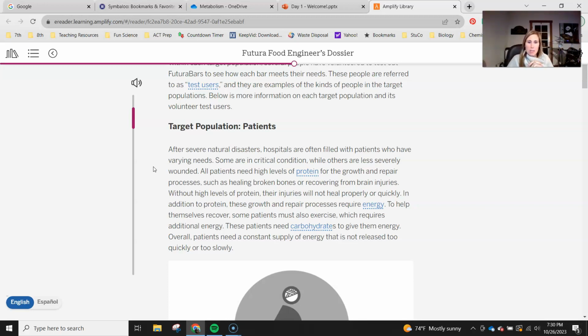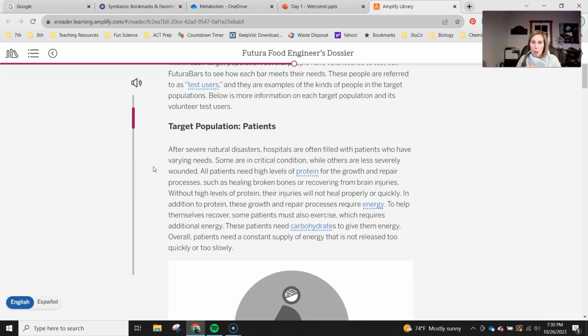In addition to protein, these growth and repair processes require energy. To help themselves recover, some patients must also exercise. So obviously the ones who are a little bit less injured, or as they become a little bit more healed up, might need to start doing some physical therapy to get going again, which requires additional energy. So it's really important to think about where they are at in their healing process. Are they up and moving around? Are they still in bed and their only energy is needed for their growth and repair, or are they trying to grow and repair and do physical therapy as well and need more energy?